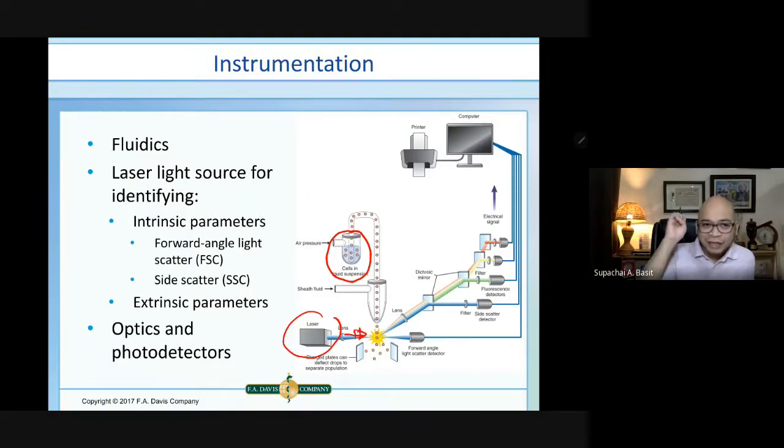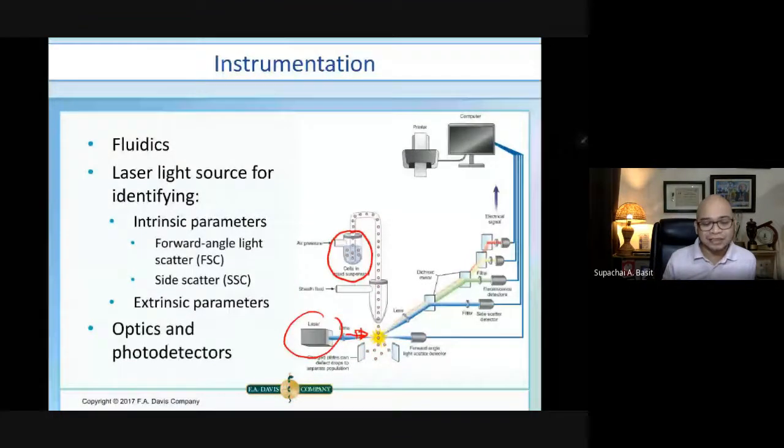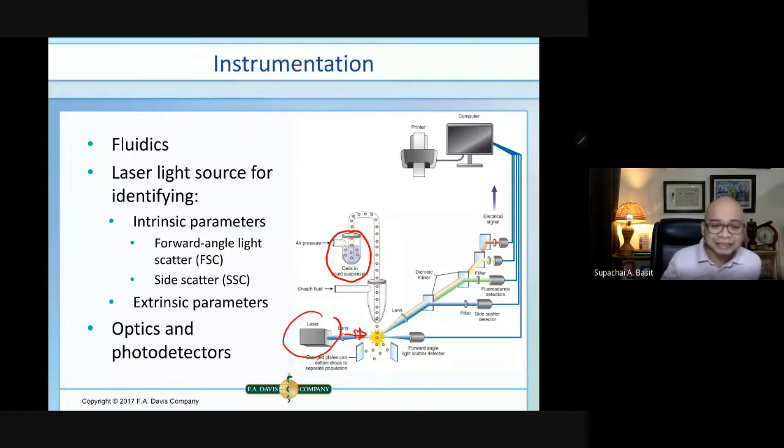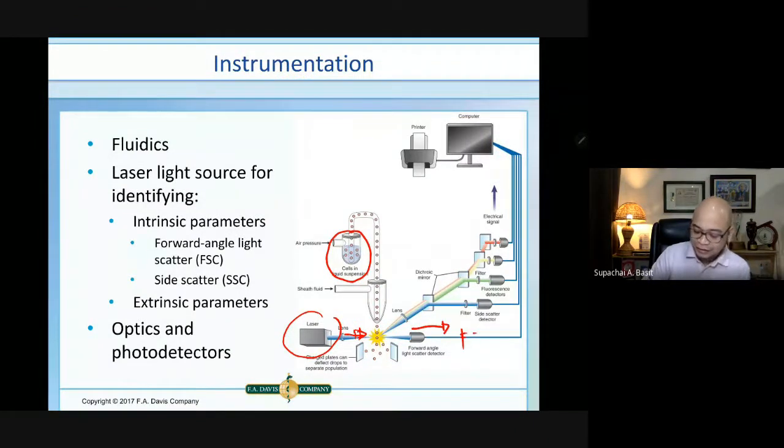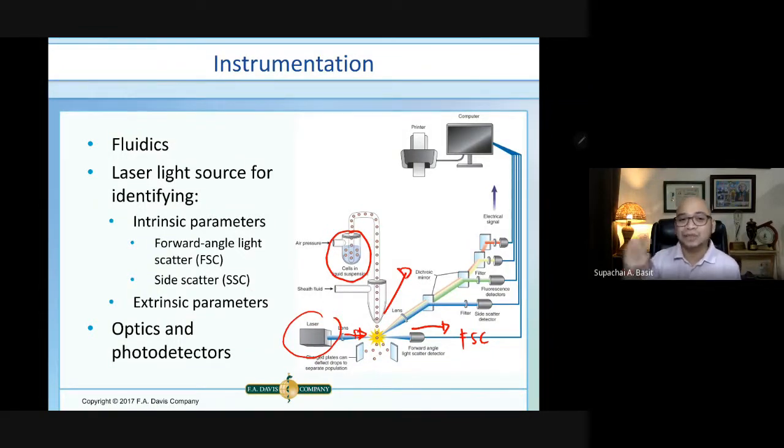The laser light source will identify two main parameters. The first parameter is the intrinsic parameters, and the intrinsic parameters can identify two light characteristics. If the light goes this way, this is what you call the FSC, the forward angle light scatter. And sometimes light will go in the other direction, at the side. So this is what you call the side scatter or the SS. So there are two types.